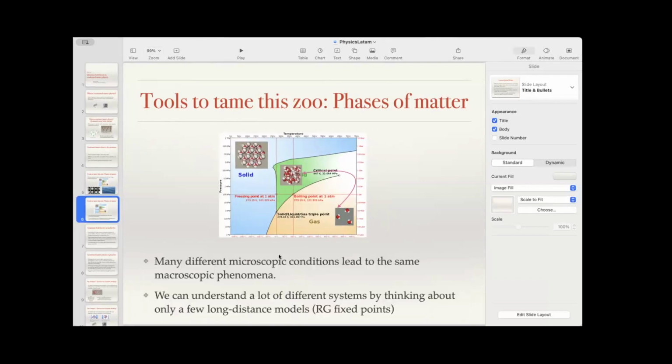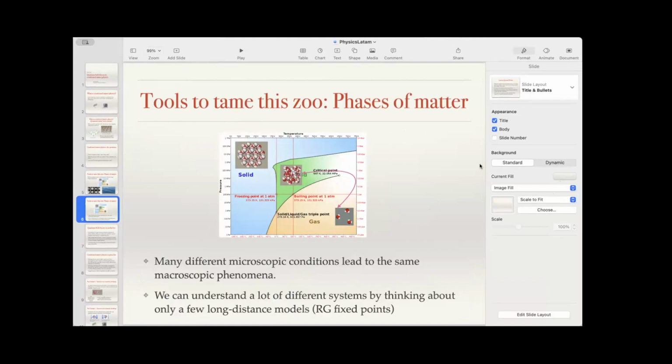Now, actually, here's where I should ask, have you guys talked at all about loop diagrams and flowing coupling constants at this point in your course? Nope, not yet. Next week. Okay. All right.